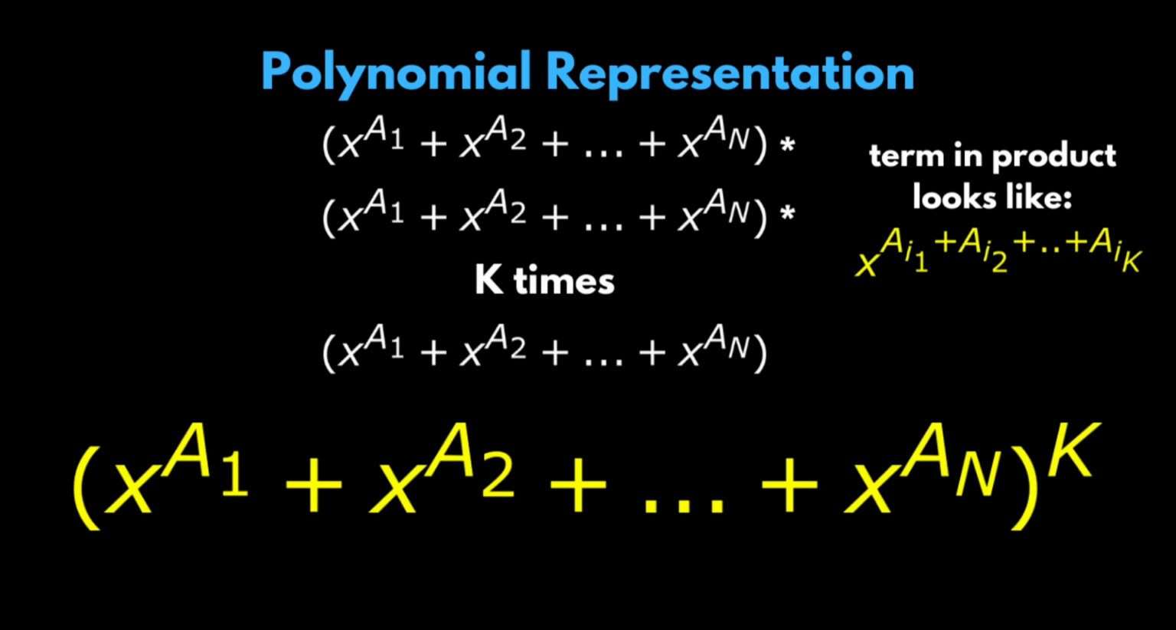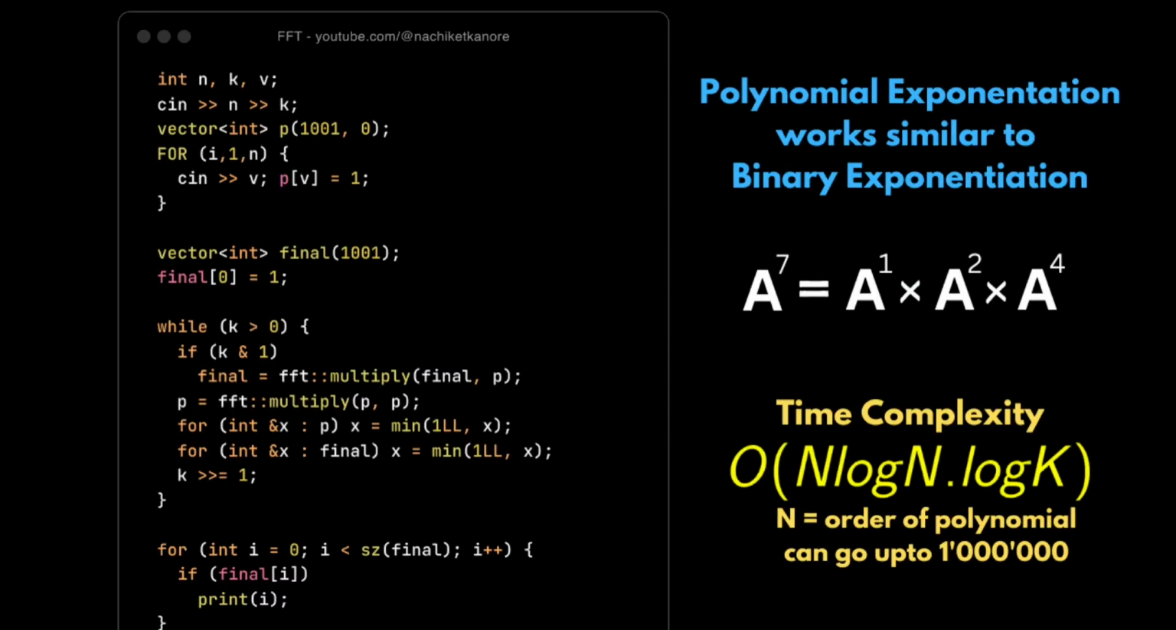If we simplify this product, we will simply arrive at the polynomial as shown in the yellow color, where we are simply multiplying the polynomial k times, hence the common term k comes in the power. The implementation for this is as follows. So in this case, we want to find out the exponent or the power of the polynomial to the power k.